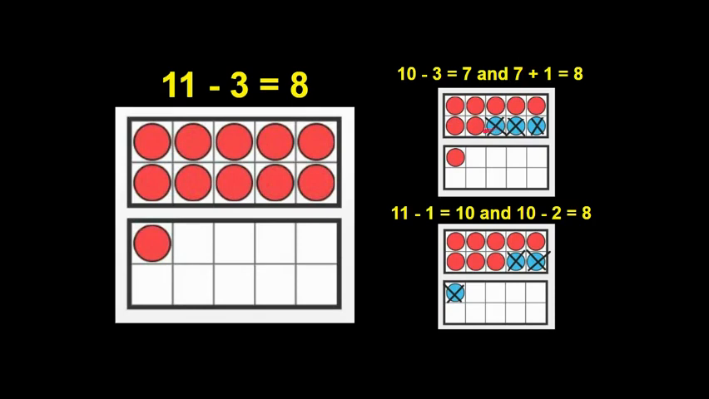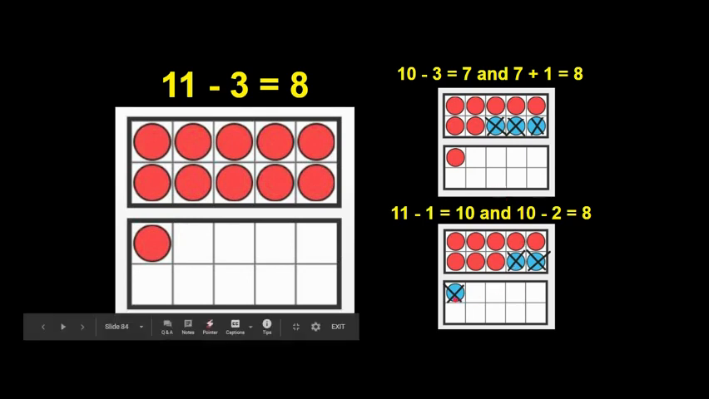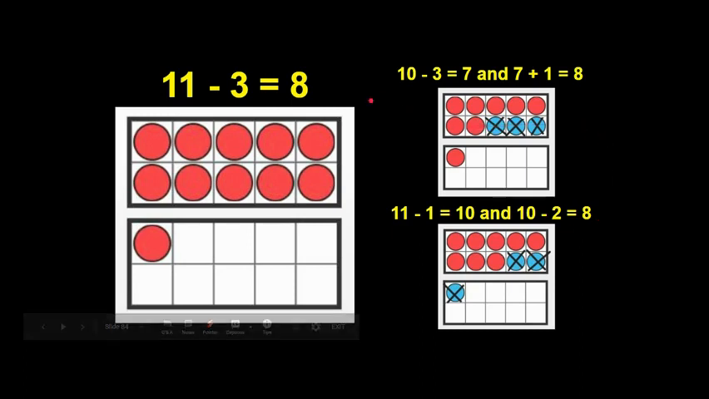Did you take the dots from the 10 and then add the extra 1? So 7 plus 1 is 8? Or did you chunk it? Did you take 1 away and 2 more and you still knew it was 8? Or I bet some of you already knew that was 8. 11 take away 3 equals 8. Okay, let's do another one.